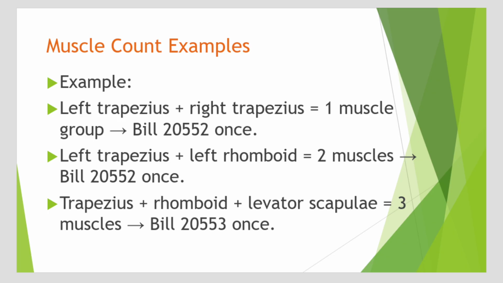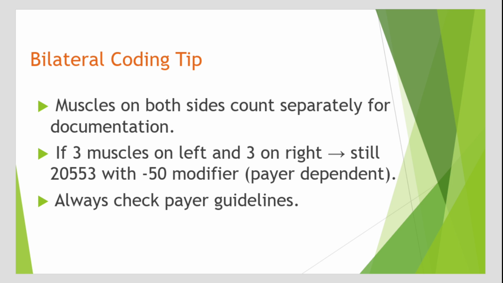If they inject the left trapezius, that is muscle 1, and the left rhomboid, that is muscle 2, then you should bill 20582 for two muscles. If they inject trapezius, rhomboid, and the levator scapulae, that is three muscles, then you should bill 20583 once. Simple, right?